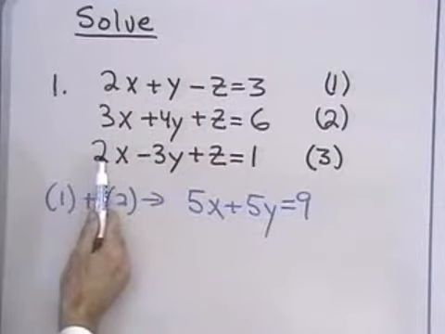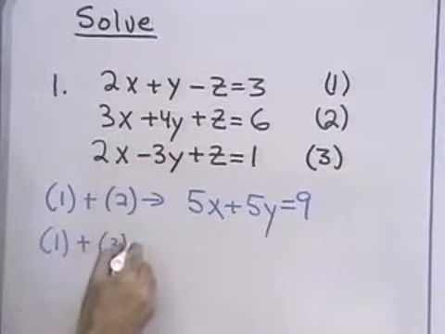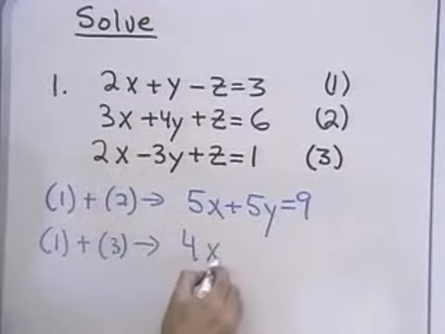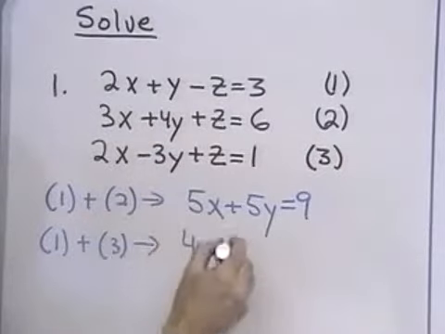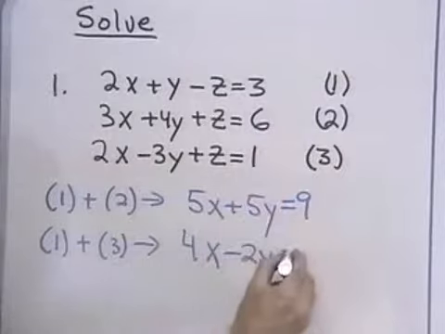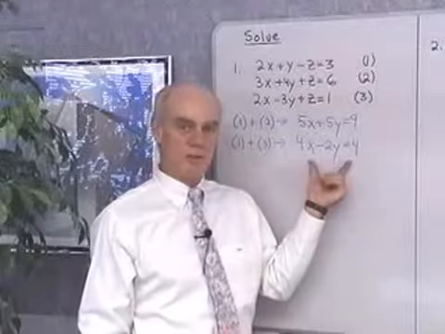That's a different pair of equations, and I'll do that by adding those. 1 plus 3 gives me 2x plus 2x is 4x. 1y plus negative 3y is negative 2y. And 3 plus 1 is 4. Now you see what I have is a system of two equations and two variables.